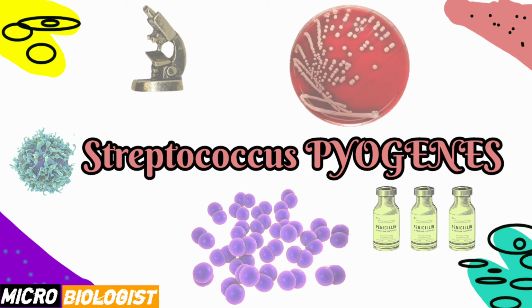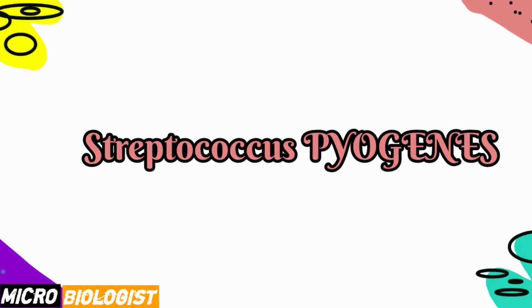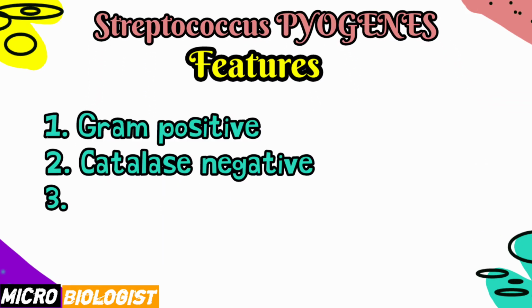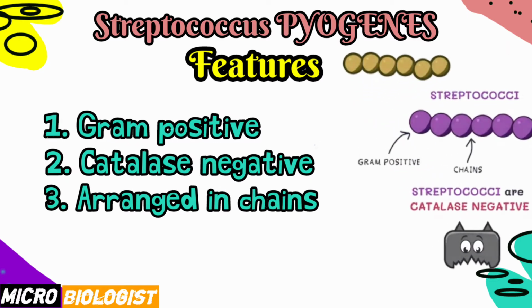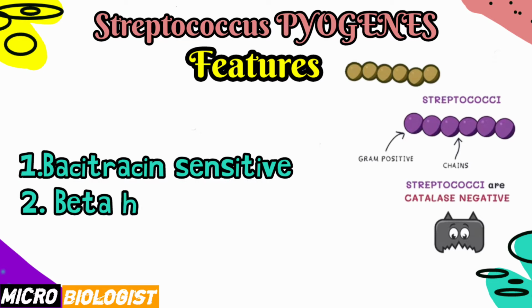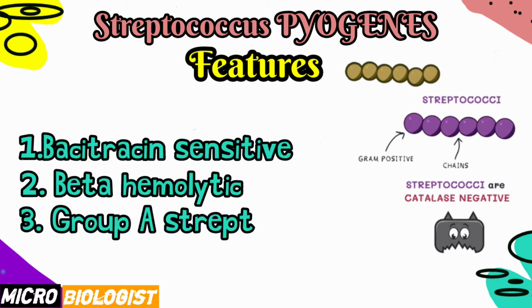Today we are back with a new video about Streptococcus pyogenes. In this video we will discuss, as usual, characteristics, important lab features, toxins and its treatments. As we discussed earlier about Streptococcus, these are gram-positive, catalase-negative and are arranged in chains. Streptococcus pyogenes is bacitracin-sensitive and beta-hemolytic, meaning giving complete hemolysis. Keeping in mind these features, these are divided into Group A of Streptococcus species.